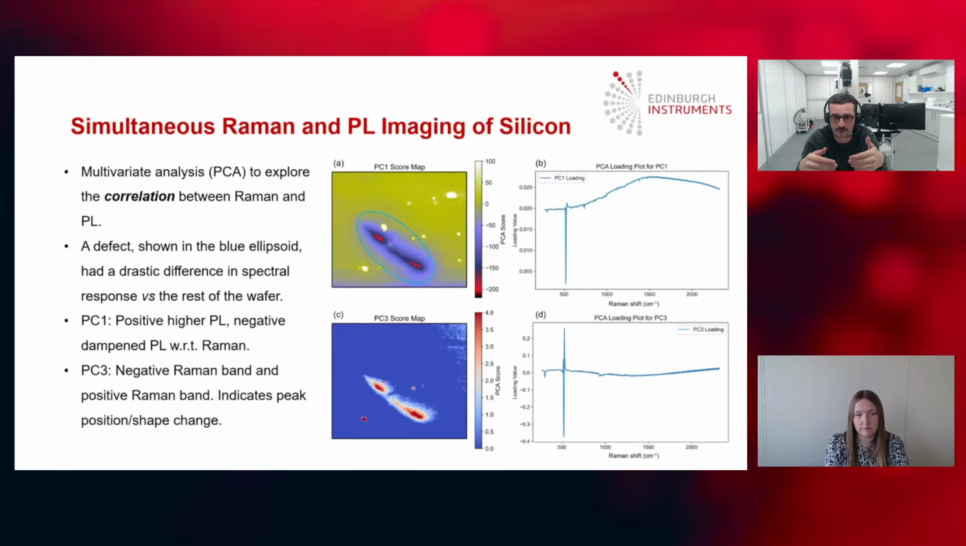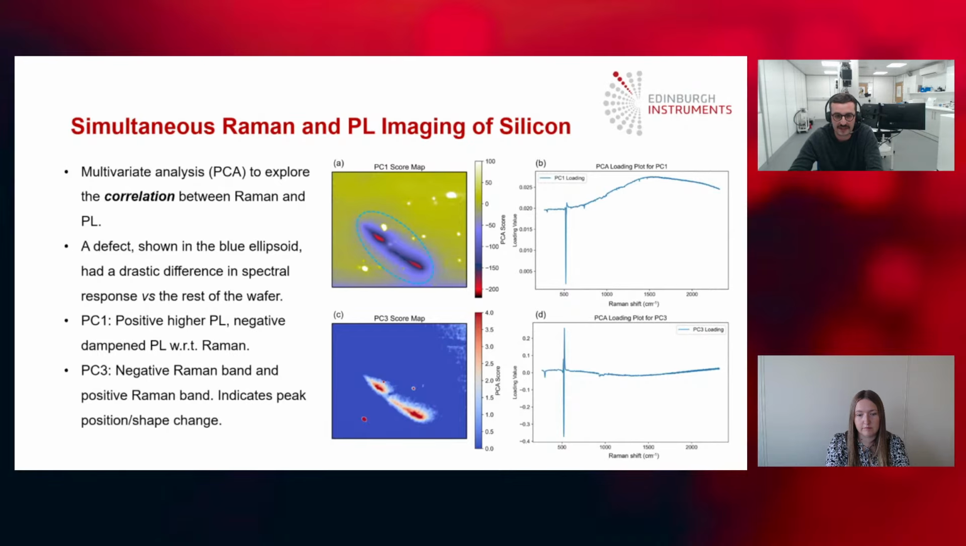So this is exactly what we've done with a silicon sample. We use multivariate chemometrics, namely PCA, to create chemical contrast and identify any structural or optoelectronic defects and explore the relationships between the Raman and PL.